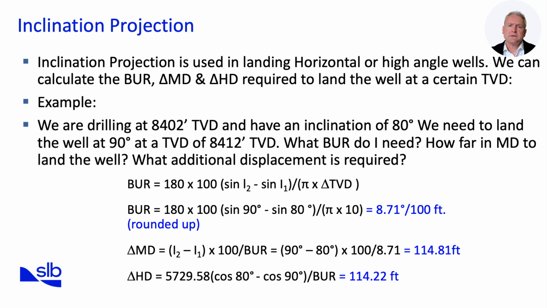For example, if a well is drilled at 8,402 feet TVD with 80 degrees inclination, and the target is 90 degrees inclination at 8,412 feet, we can compute the build-up rate as 8.71 degrees per 100 feet. The required additional measured depth is 114.8 feet, and the corresponding horizontal displacement is 114.2 feet. I recommend that you stop the video and review the equations and examples to become familiar with them.